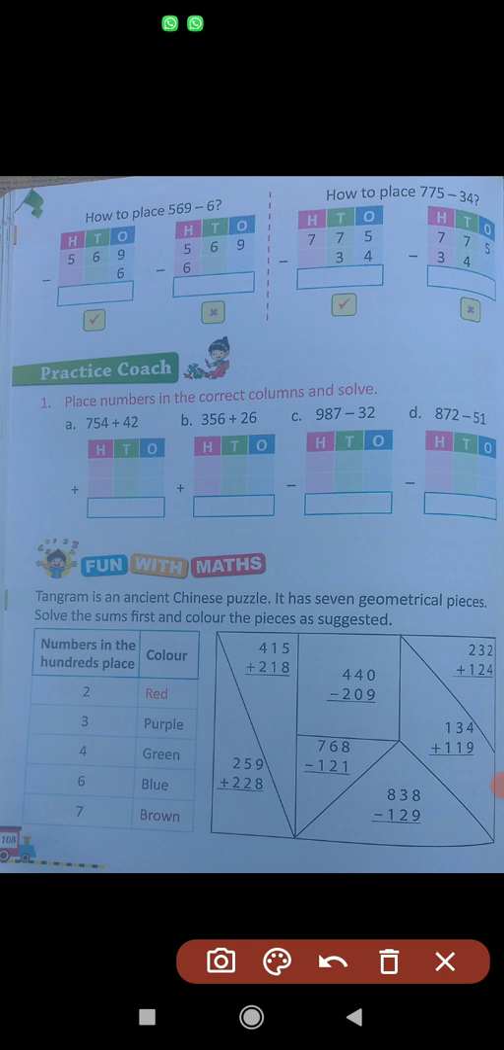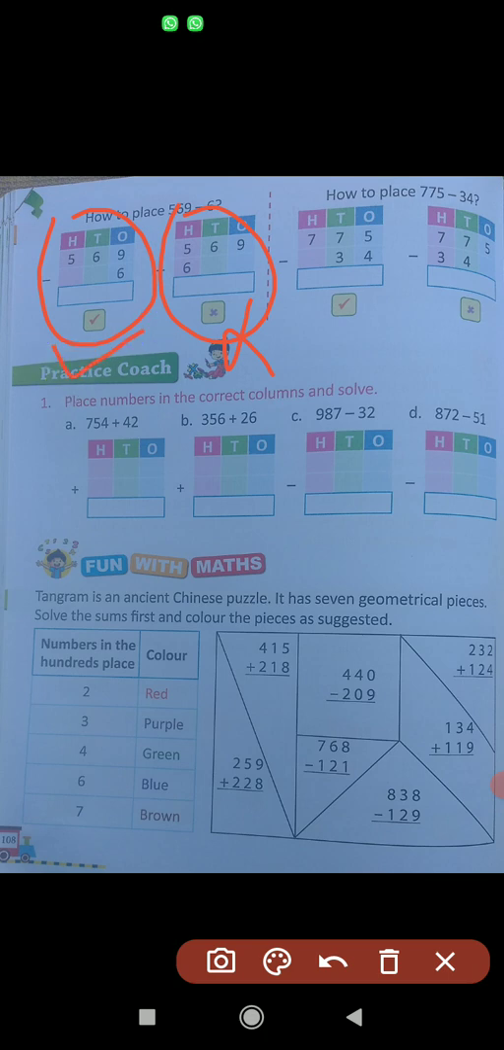See, 569 is a 3-digit number and 6 is a single-digit number. First of all, we have to write 569 in the correct columns. This is the correct way, and the numbers are written in these columns, okay? But this method is incorrect and this method is right.